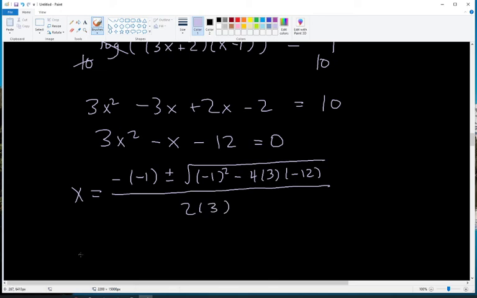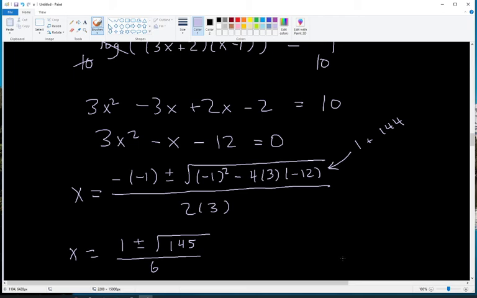Okay. So x is 1 plus or minus the square root of, let's see what's going on here. Negative 1 squared is positive 1 plus, this is negative 12 times negative 12 is positive 144. So that's 145 over 6. So I have x is 1 plus square root of 145 over 6, or x is 1 minus square root of 145 over 6.